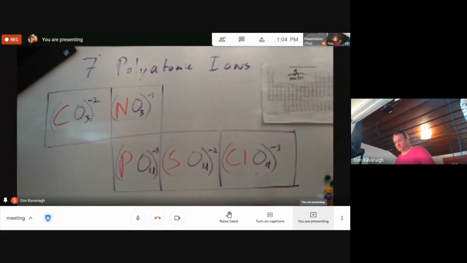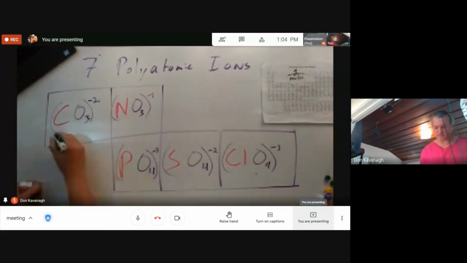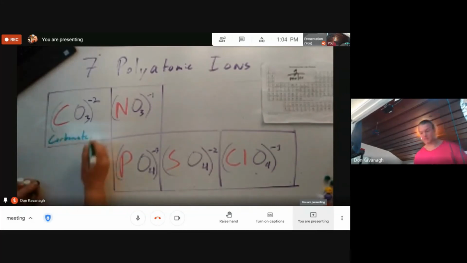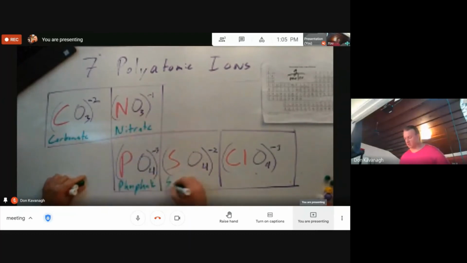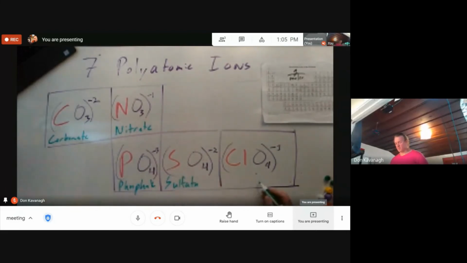Names are really simple. Carbonate, carbon with 8 on the end, nitrate, phosphate, sulfate. Now this one's a little trickier right here. It's perchlorate.